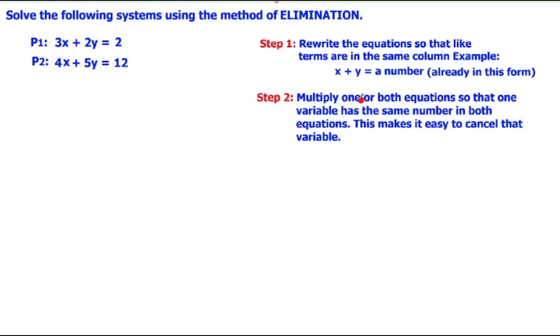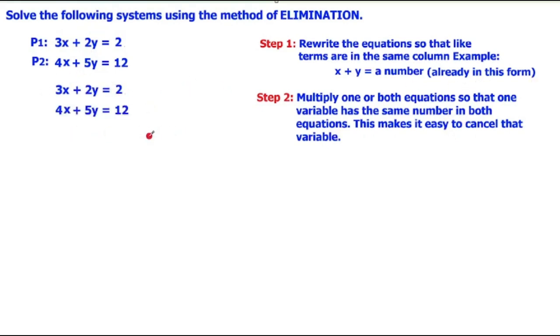So the second step is multiply one or both equations so that one variable has the same number in both equations. This makes it easy to cancel that variable. We can see here that none of these variables have the same constant in front. So that means we're going to have to multiply one or both equations so that we can get these variables with the same constant in front to make them easy to cancel. Okay, so I'll show you what that means in detail.